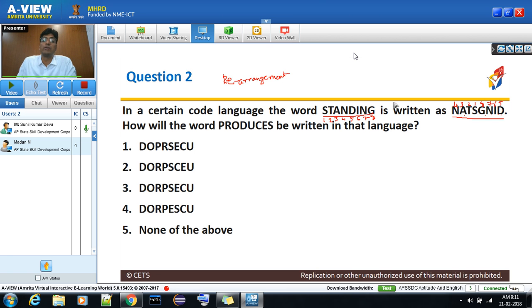So what did they do? This time around the logic is easy to notice. They divided the word into two parts. They reversed the first part and they reversed the second part. So I need to take this word, divide it into two parts, reverse the first part and reverse the second part. So it would be DORP, which is the reversing of the first part, and SCU, which is the reversing of the second part. So this should be our answer.